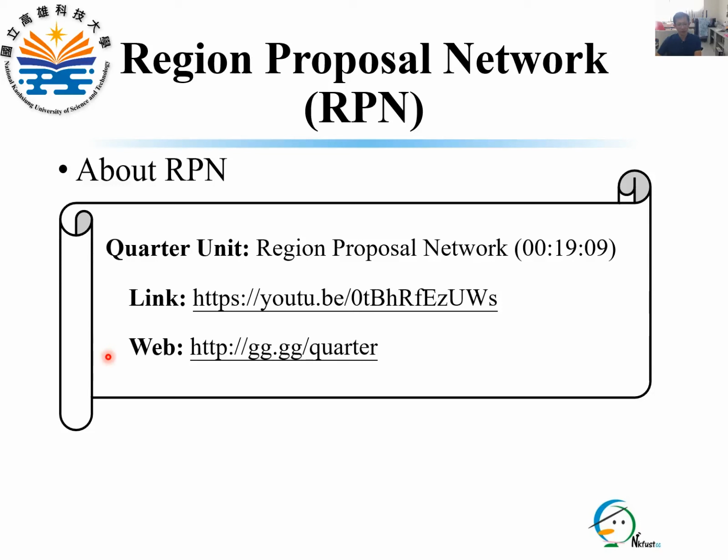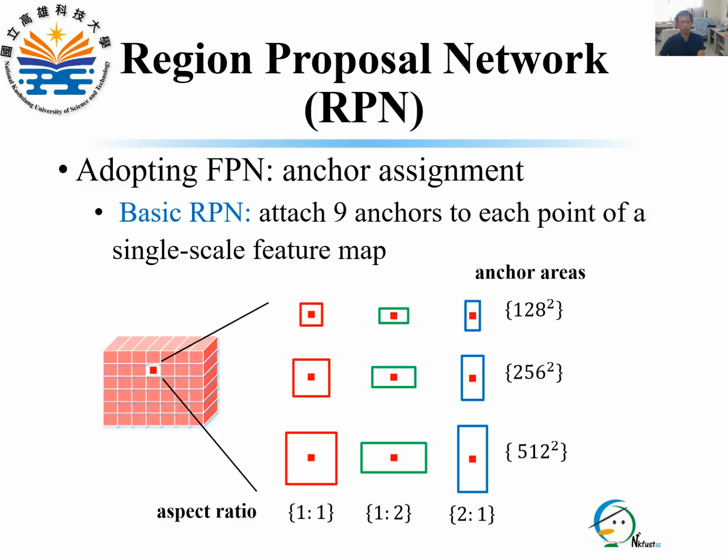Next, we detail the way for adopting FPN in RPN architecture. The modification of RPN for adopting FPN is anchor assignment. In RPN, each point at a single scale feature map is attached with 9 anchors in 3 different aspect ratios and 3 different sizes. The reason for using 3 different sizes is to deal with the detection of objects with multiple scales.